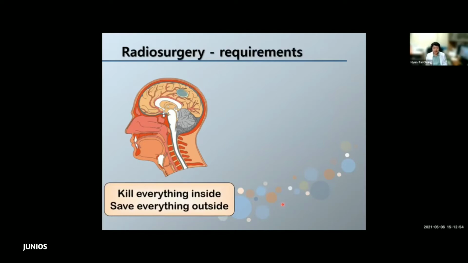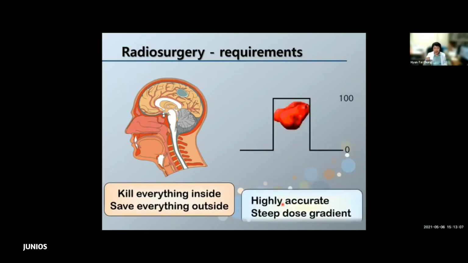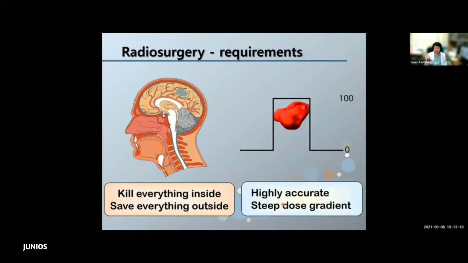So now let's focus on radiosurgery. We want to kill everything inside our target, and we want to save everything outside. In order to approach this goal, we need very high accuracy to locate the target and focus the radiation. Also, the radiation falloff should be as steep as possible. An infinite slope is ideal, but we know that it's not possible in the real world. In the real world, we use many different approaches to focus the beam. It differs from device to device.